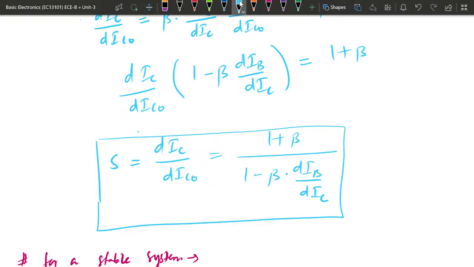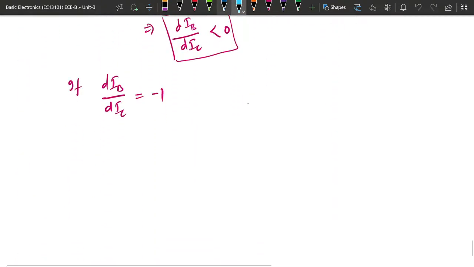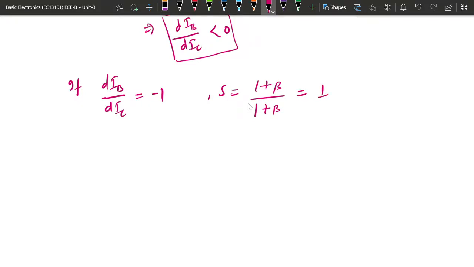So by putting del IB by del IC equal to this, the stability value will be 1 plus beta divided by 1 minus minus, so it will be 1 plus beta over 1 plus beta, that is 1. That means if S is equal to 1, then the system is stable. So we call the system stable if the S value is 1. This is the first case.